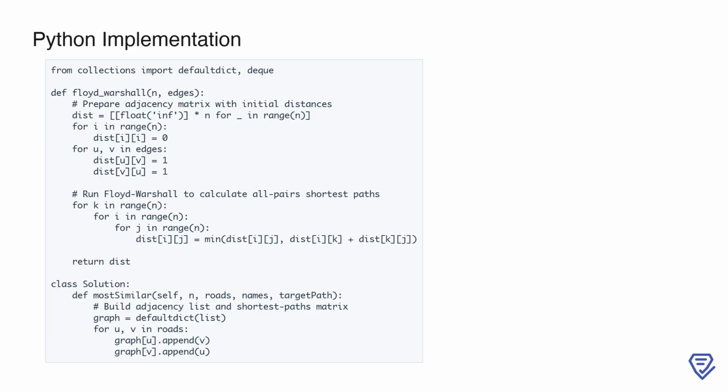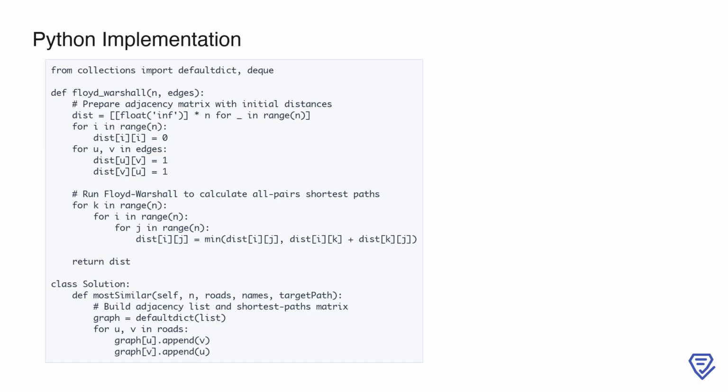For each edge connecting nodes u and v, the distance is set to 1 in both directions since the graph is undirected. Next, we apply the core of the Floyd-Warshall algorithm, iterating through all possible intermediate nodes k to check if there exists a shorter path between any two nodes i and j through k. If so, we update the distance in the matrix. Once this process is complete, the matrix contains the shortest path distances for all node pairs, which we return.